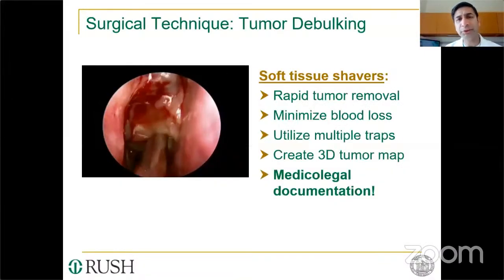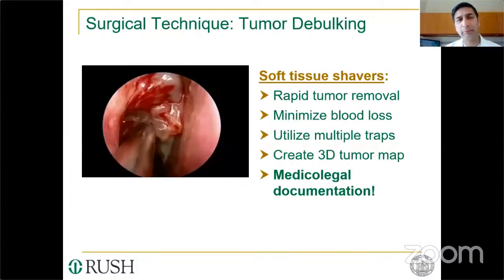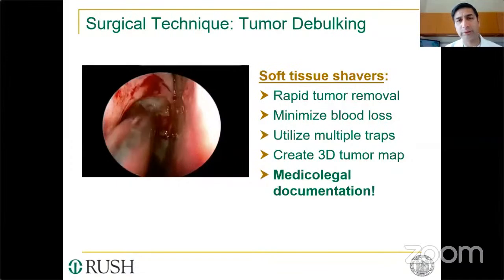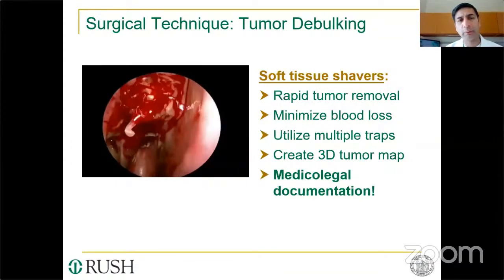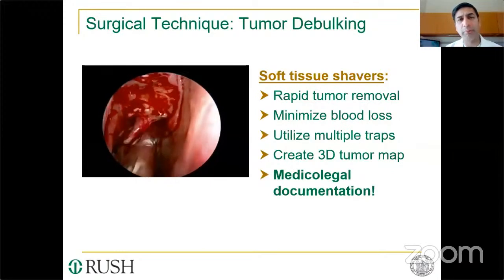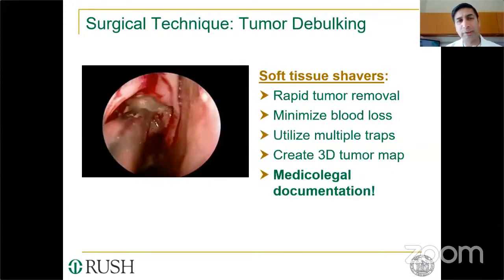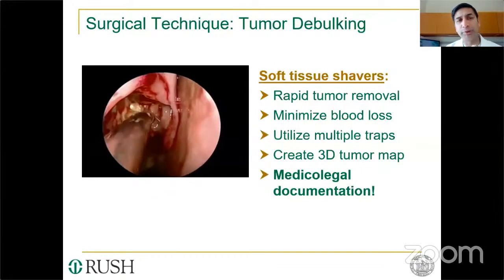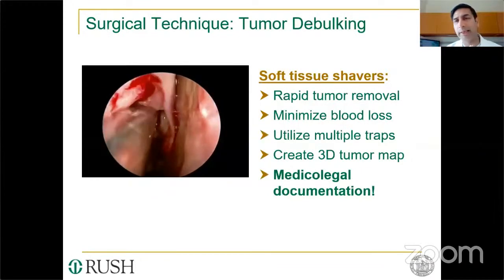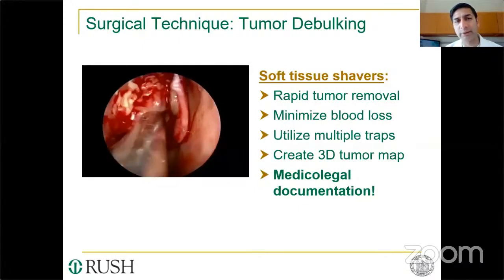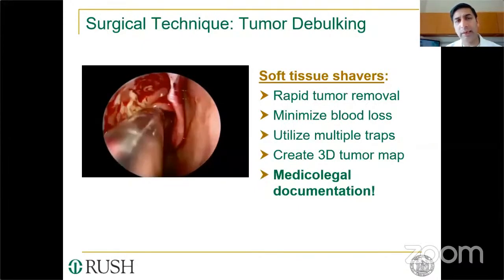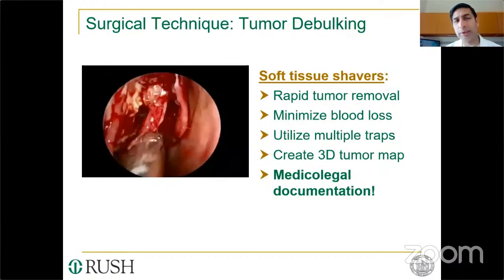So soft tissue shavers can be very helpful in rapidly debulking tumor. They can minimize blood loss. What I would caution you is this: for large tumors, what I will often do is use multiple traps to capture specimen. So I may create an anterior nasal cavity, posterior nasal cavity, anterior maxillary, posterior maxillary, anterior ethmoid, posterior ethmoid, so on and so forth.